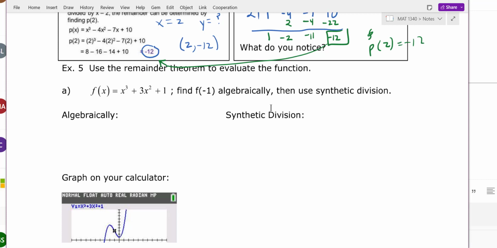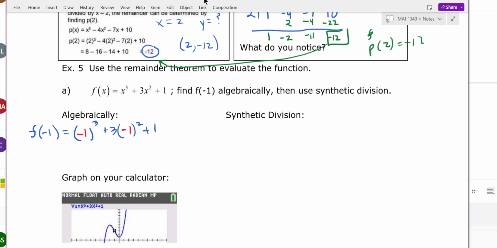Okay, so if we go down to this example 5, let's go ahead and work this out. So we're going to take this polynomial function and we're going to find f of negative 1. So let's do it the algebraic way, which just means, okay, let's plug in that negative 1 in here. So we'll go ahead and do that.